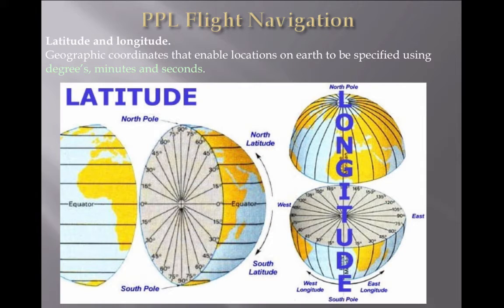Latitude and longitude is defined as geographical coordinates that enable locations on Earth to be specified using degrees, minutes, and seconds.